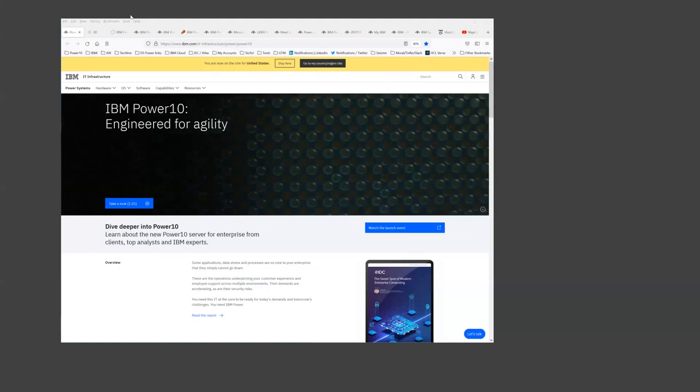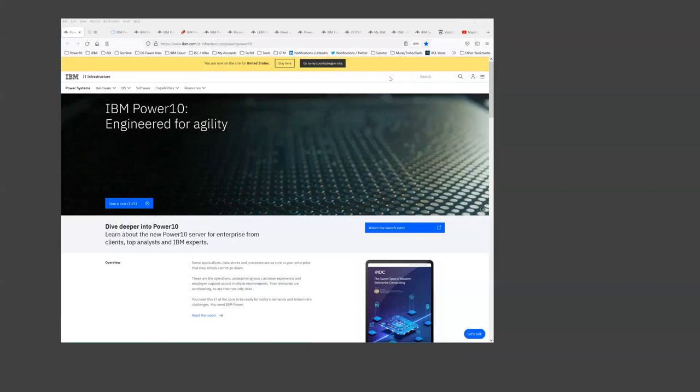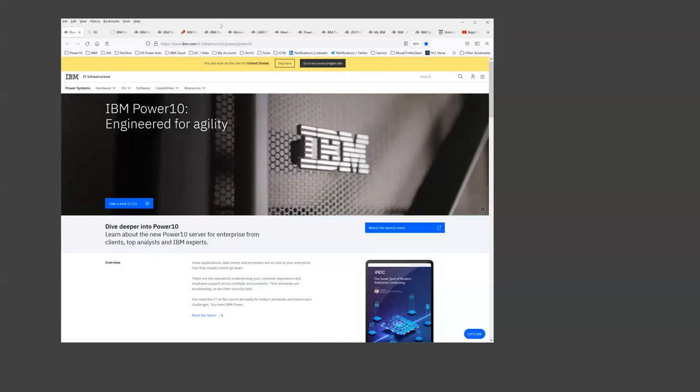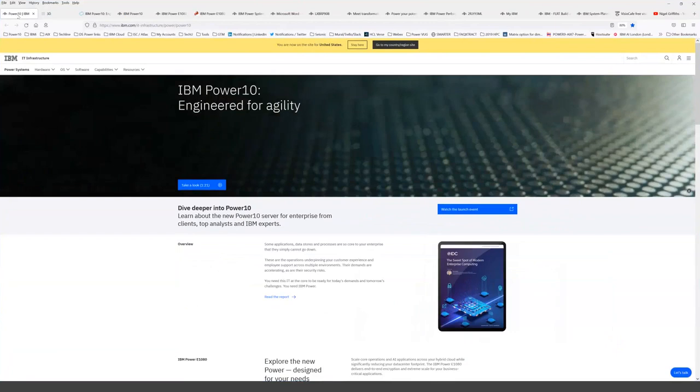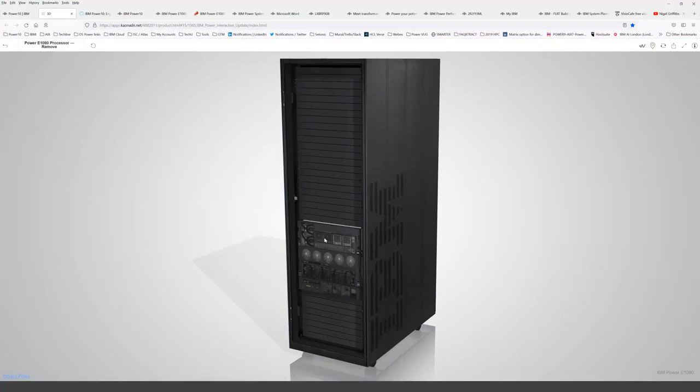And yes, Power10 E1080 has arrived, and I will point resources towards the PowerVug subscribers in a while. But I'll just take you very briefly through some of the resources that we have available for Power10. Hopefully you can see my screen. So these are links to the Power10 landing page, a 3D version of the product where you can remove various bits and see things in much more detail.